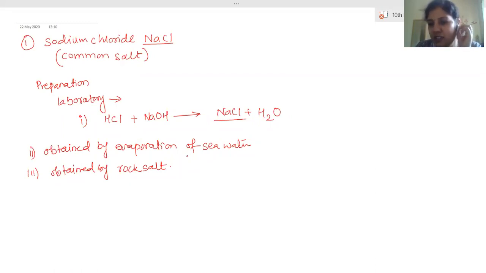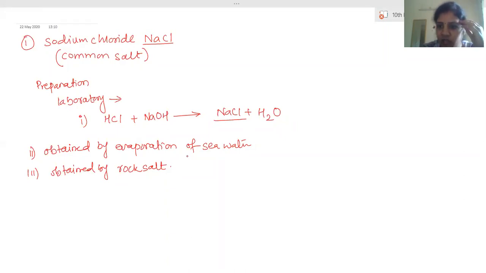It was considered that earlier, at those places, there was sea. Due to some natural calamities, the seawater evaporated, leaving behind the salt. Then after years, this salt got converted into rocks. So the salt is available in the form of rock now. That is rock salt.